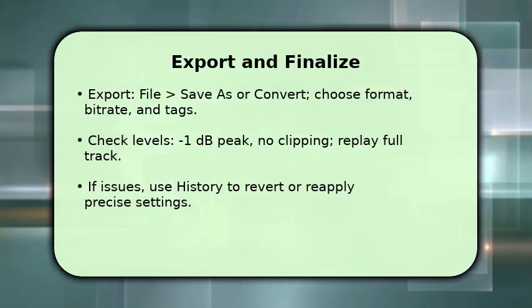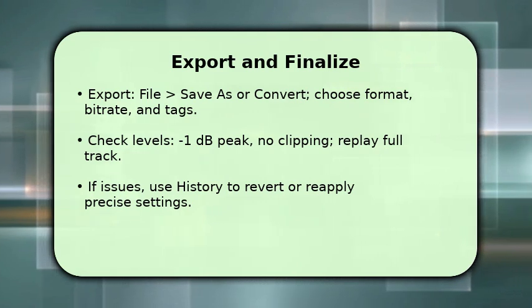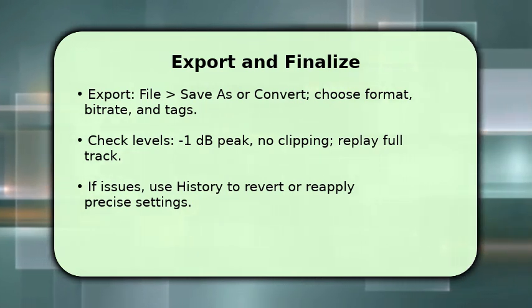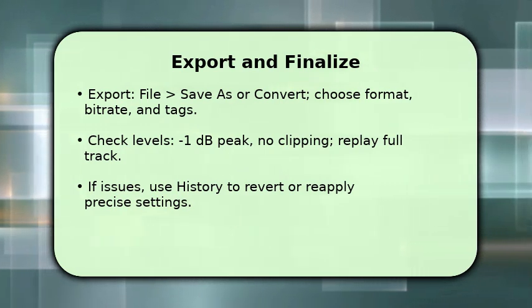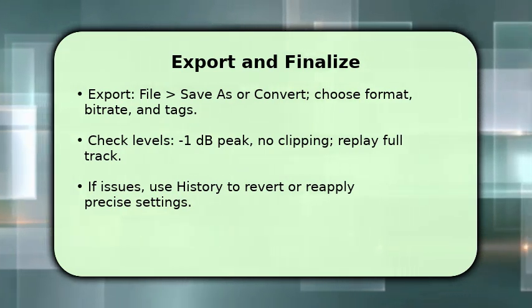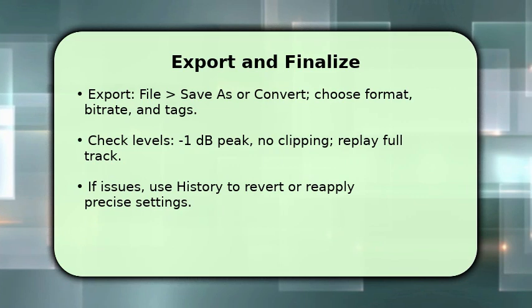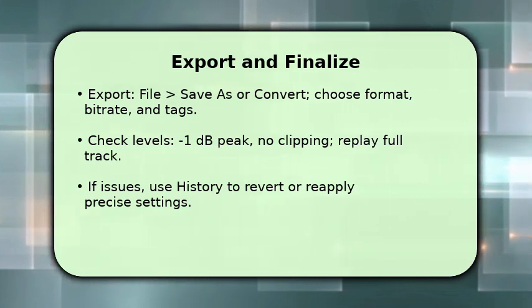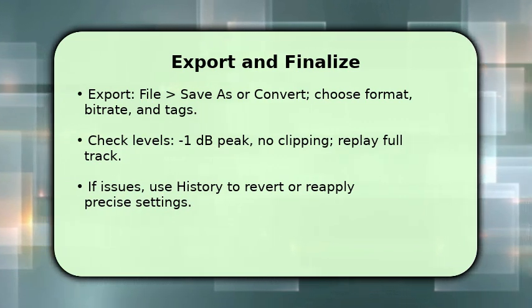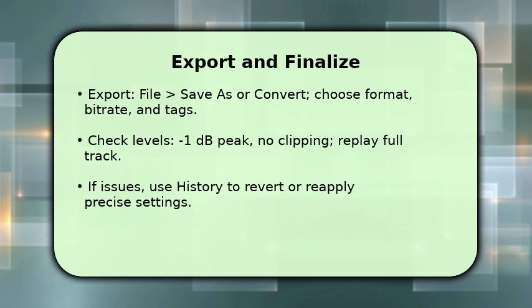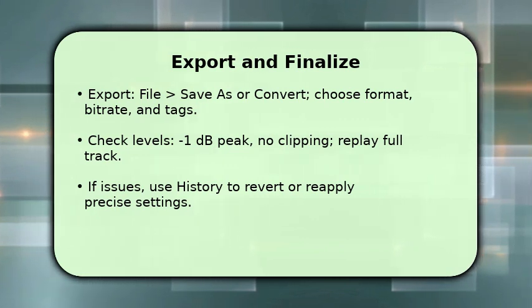Include metadata if needed. Before export, run a final pass, check peaks, ensure no clipping, and aim for roughly -1 dB headroom. Once done, save a project file so you can re-edit later. If something goes wrong, use the history panel to jump back, or reapply a conservative noise reduction and render again. This prevents destructive changes and keeps your original intact.